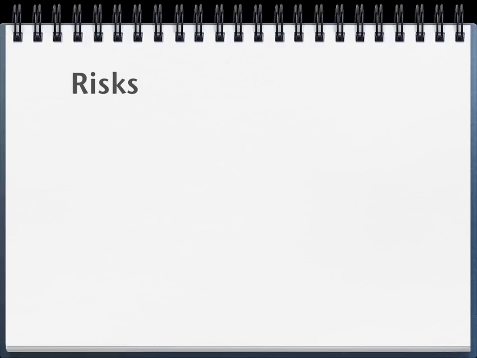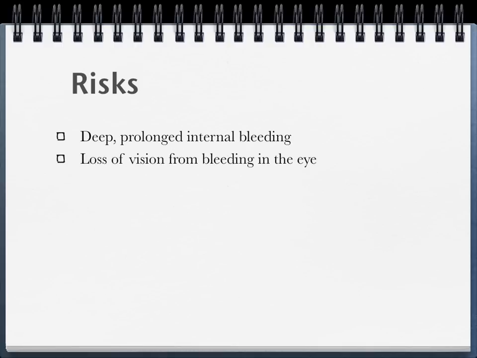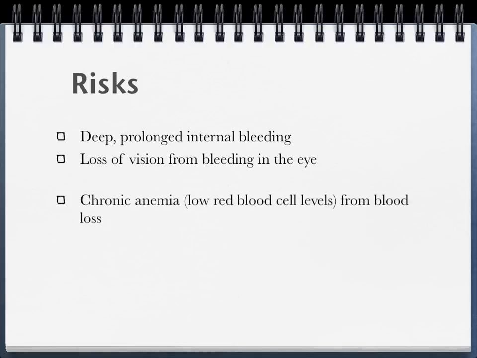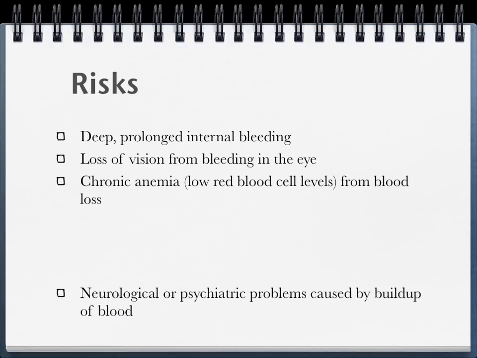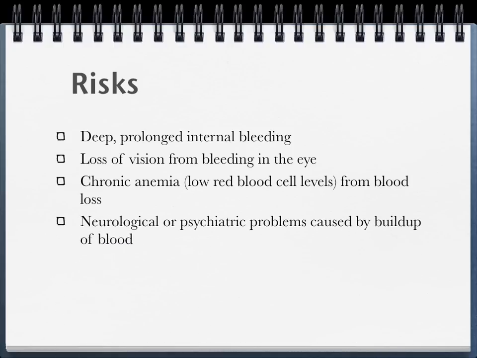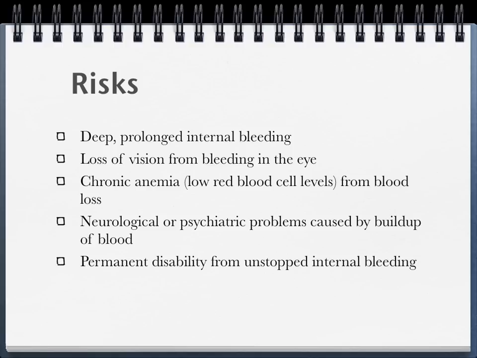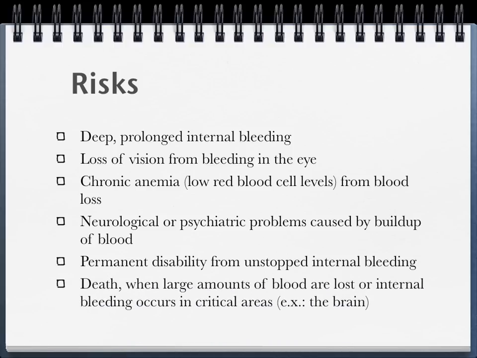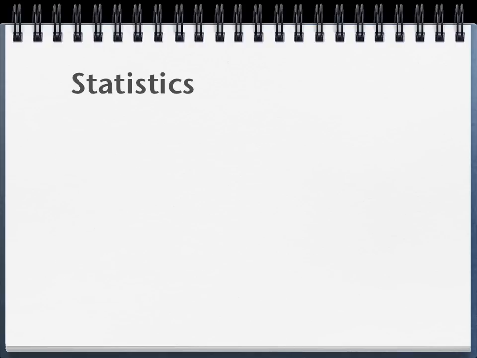Risks of hemophilia include deep prolonged internal bleeding, loss of vision from bleeding in the eye, chronic anemia from blood loss, neurological or psychiatric problems caused by buildup of blood, permanent disability from unstopped internal bleeding, and death when large amounts of blood are lost or internal bleeding occurs in critical areas such as the brain.